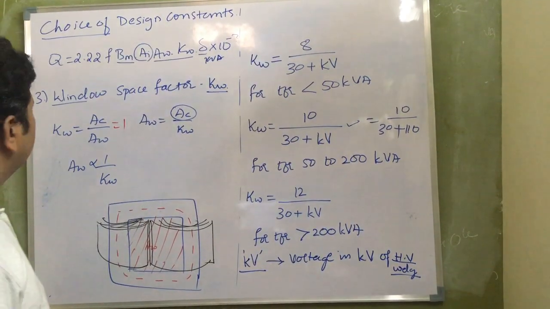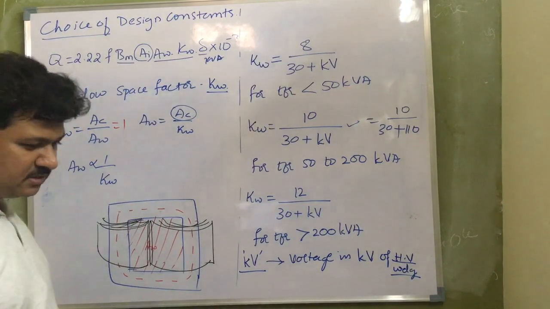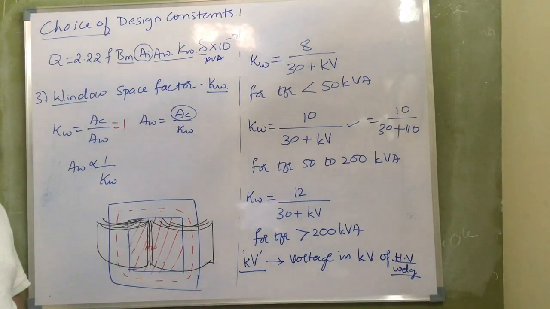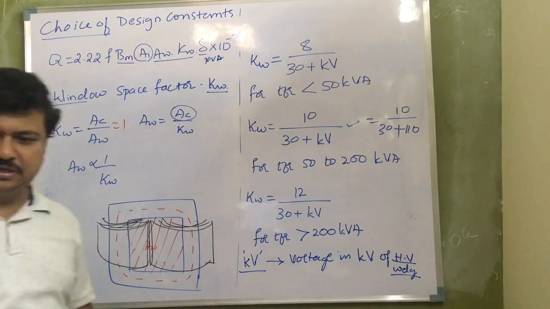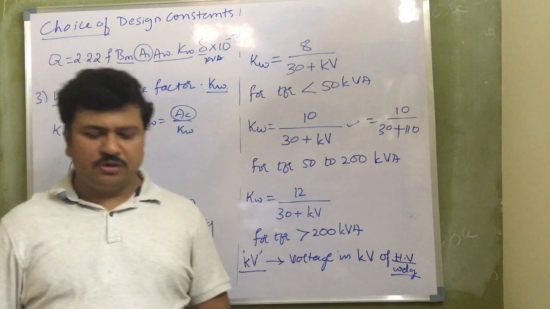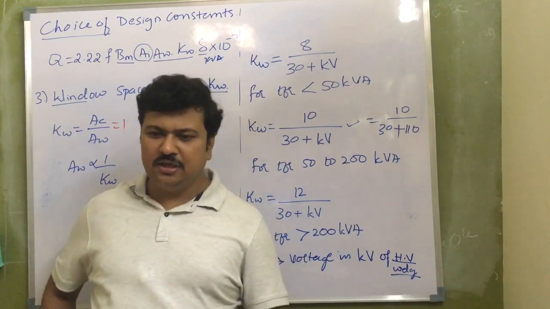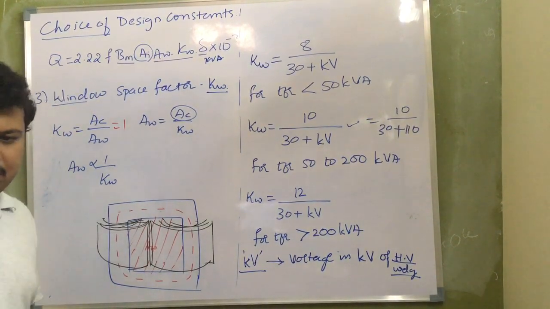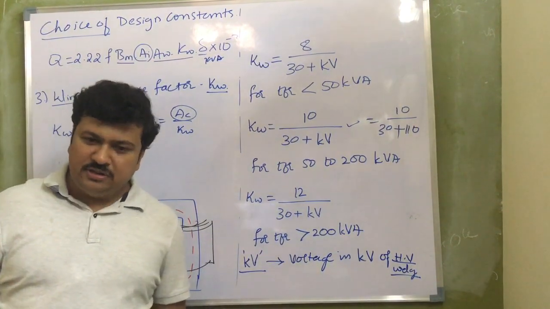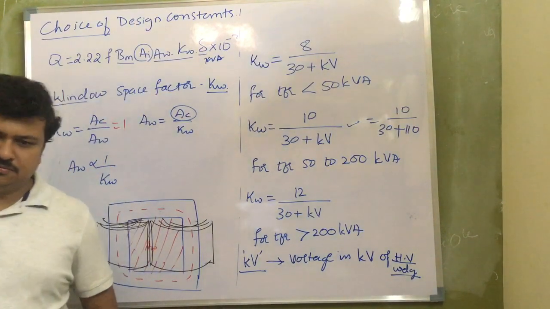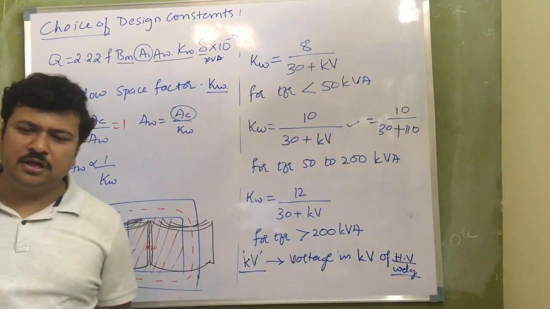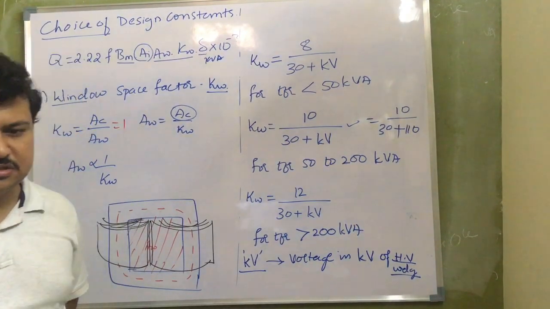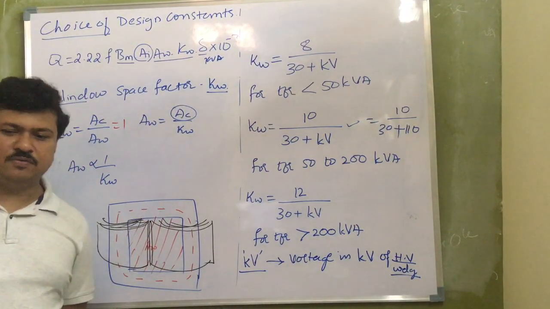My flux density, current density, and window space factor. By choice of flux density, I will be fixing the area of core. By choice of current density, I will be fixing the area of copper, and by choice of window space factor, I will be fixing the area of window. So these three are the main dimensions of the transformer: area of copper, area of window and area of core. By choice of these three design constants, I am fixing the main dimensions of the transformer.